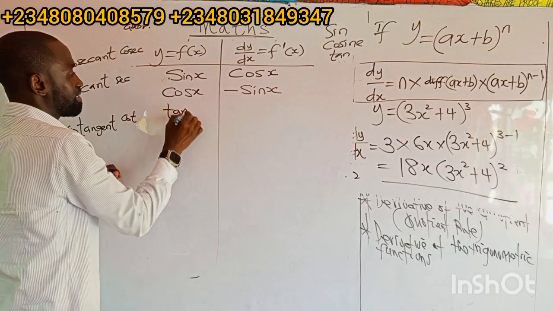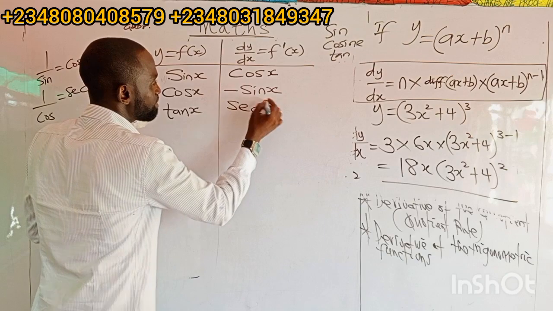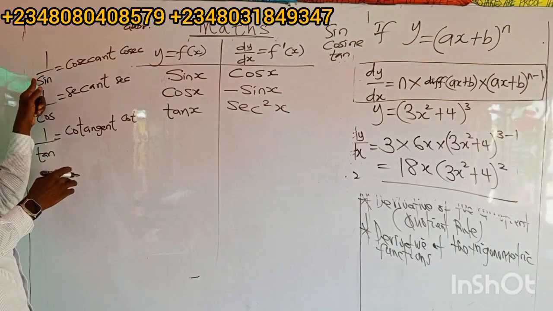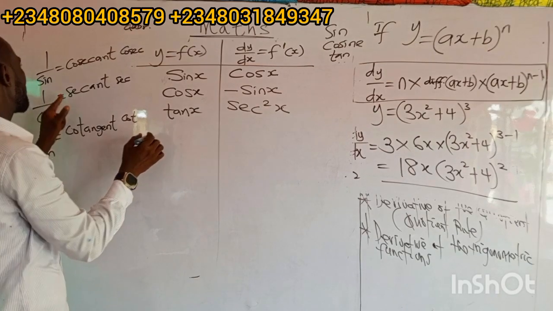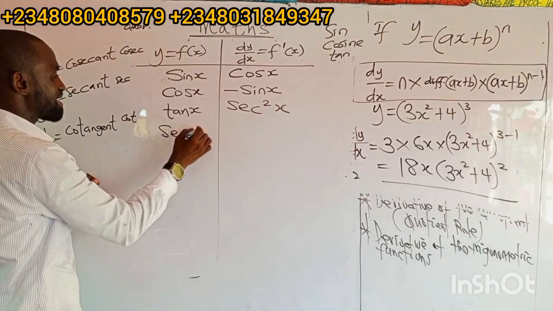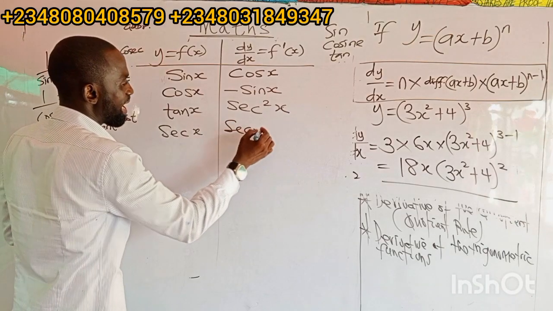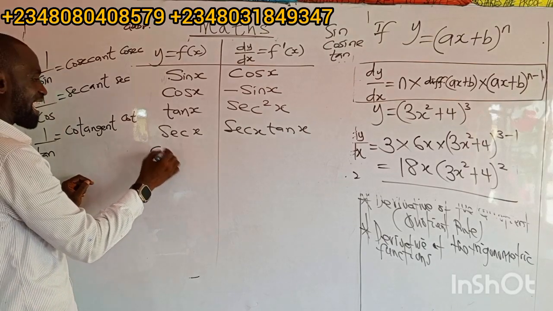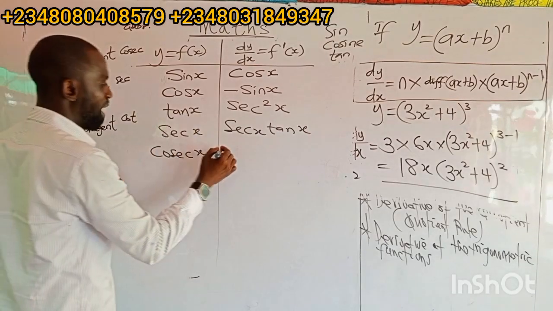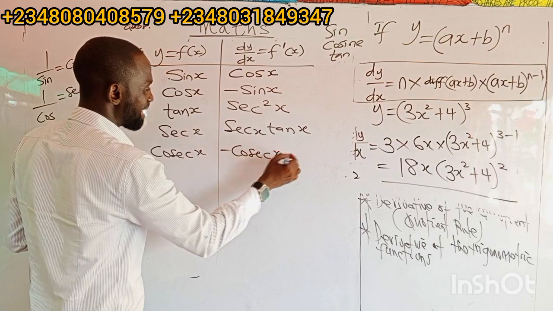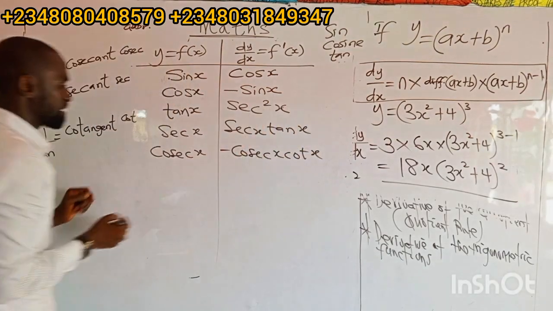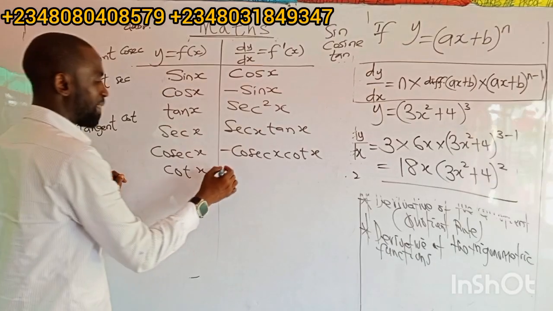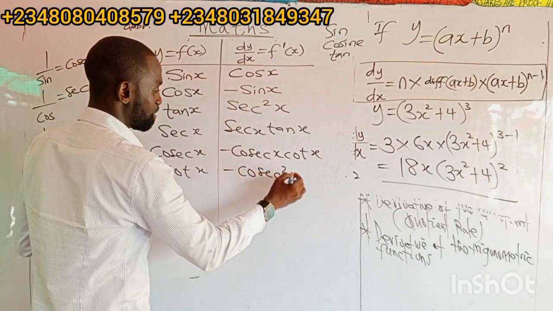Differentiate tan x, you have sec square x. Okay, so I've done the three: 1, 2, 3. Let's now go to their reciprocals. If you differentiate sec x, you have sec x tan x. If I have to differentiate cosec x, we have minus cosec x cot x. If I have to differentiate cot x, you have minus cosec square x.